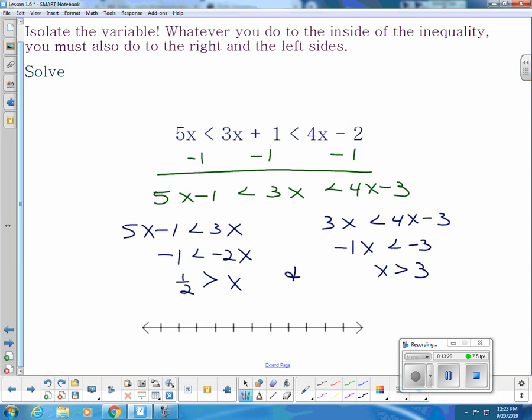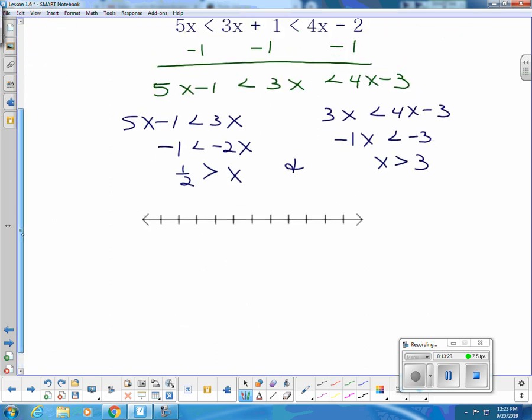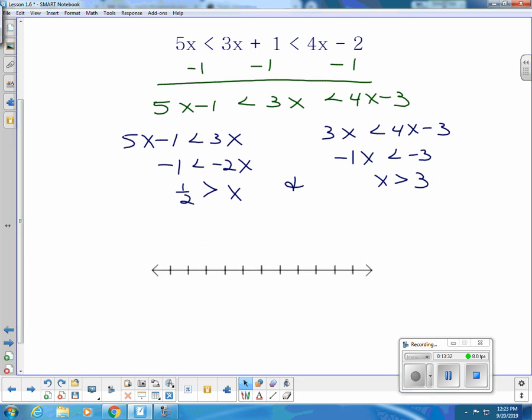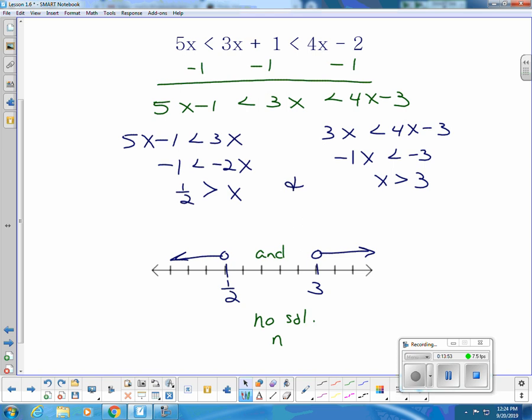And remember, this is a word and. This is a compound inequality, so it's got to be the and. So we have 1/2, where x is less than, and we have 3, where x is greater than. Where is the overlap? Can this occur at the same time? No. So there's no solution here. There's no overlap. It's an and. It's got to have an overlap. They're not going to happen at the same time. There's no number that's in both of those groups. Okay?